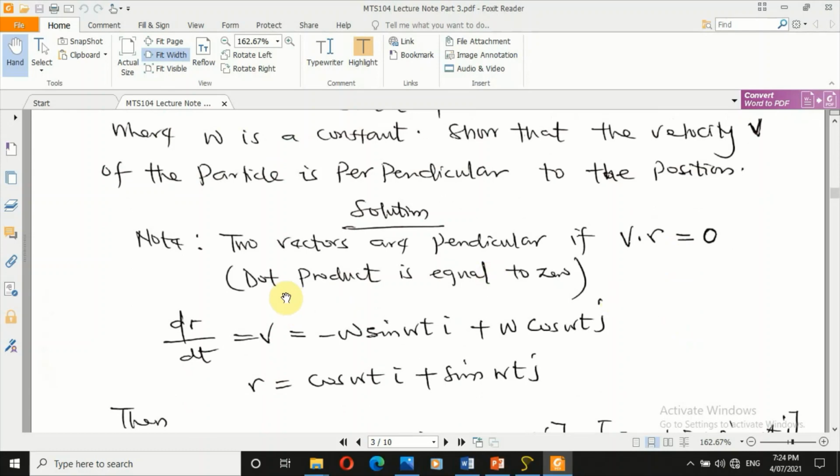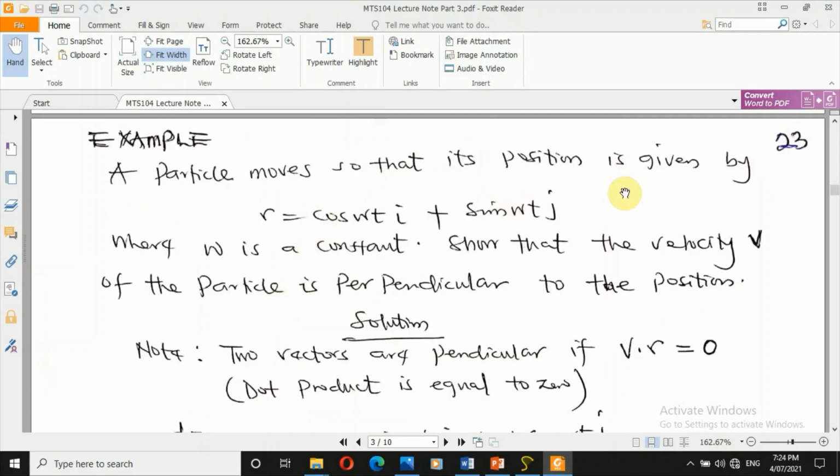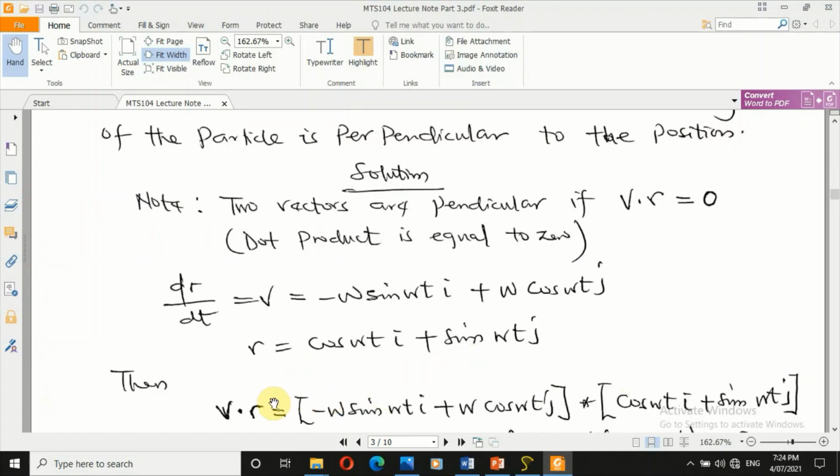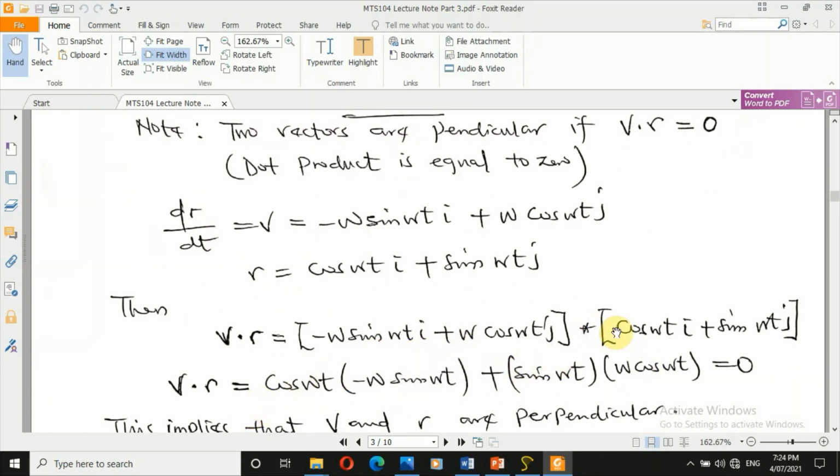Now let's first of all find the velocity. You differentiate this with respect to t to give us the velocity. Then we have this. Now let's find the dot product. This is the velocity, this is the position. Let's multiply this and this, this and this, and this. Then we have this expression. Don't forget, component of i multiplied by component of i. Don't forget that component of i multiplied by component of j, ij, will give you 0.